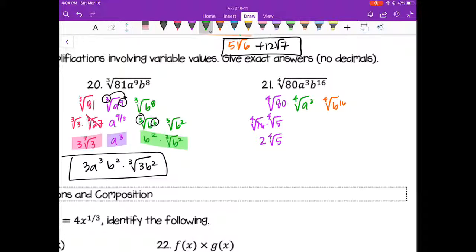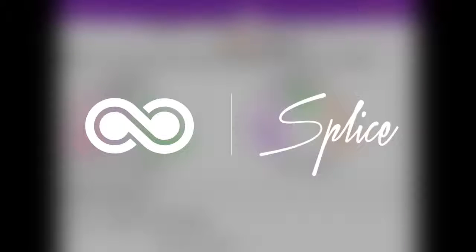And then the 4th root of a to the 3rd, we are not going to be able to break anything out of jail. I need 4 a's if I want to break any of them out. I only have 3. So I just have the 4th root of a cubed. That doesn't simplify further. 4th root of b to the 16th, b to the 16/4 would be b to the 4th outside of jail. Combine everything outside of jail and everything left in it. I've got 2b to the 4th times the 4th root of 5a cubed.